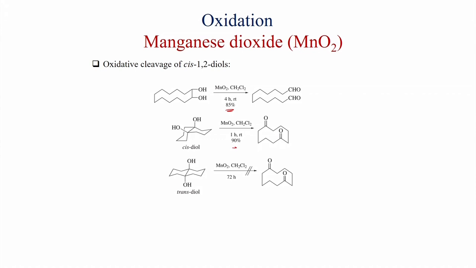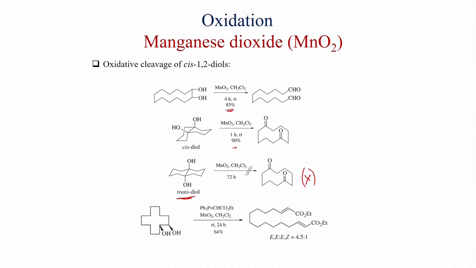However, when the OH groups are trans to each other, like this trans diol, MnO2 does not work. So, this means that only cis diols can be oxidized with MnO2. Here we can see the dialdehyde, here the cis diol and this cis diol.